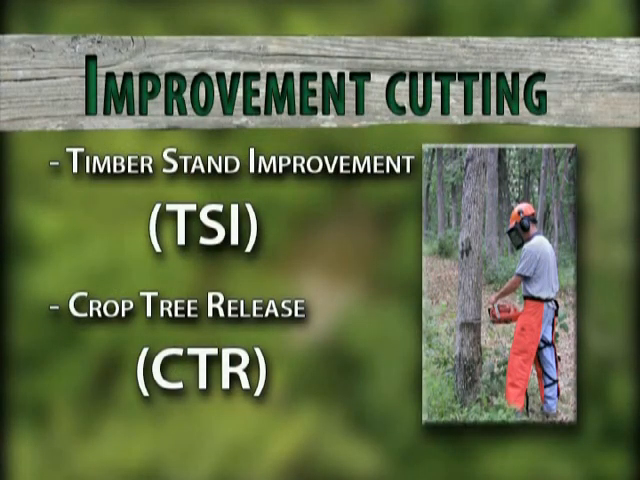Two types of improvement cuts applicable to Missouri's forests are timber stand improvement and crop tree release. Sometimes these phrases are used interchangeably, as you will notice when we visit some of our landowners. But the end result is the same: more room for the good trees to grow.